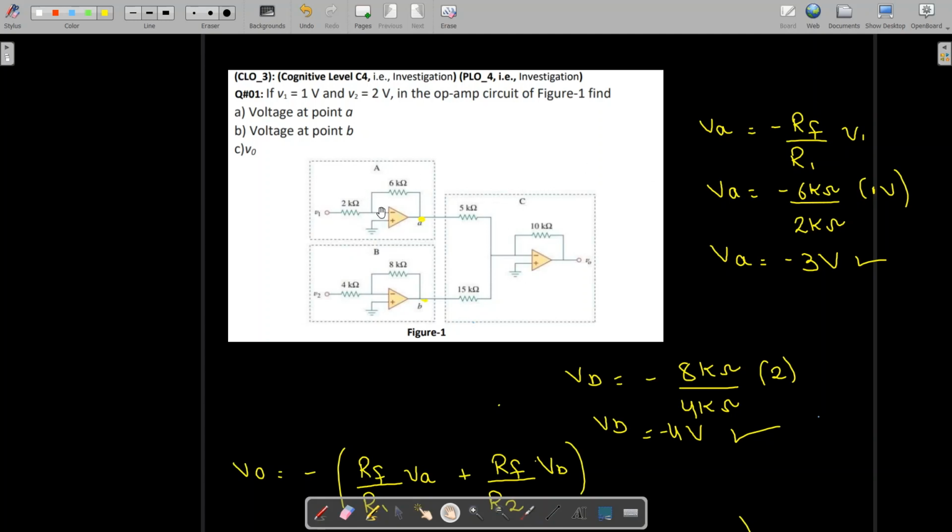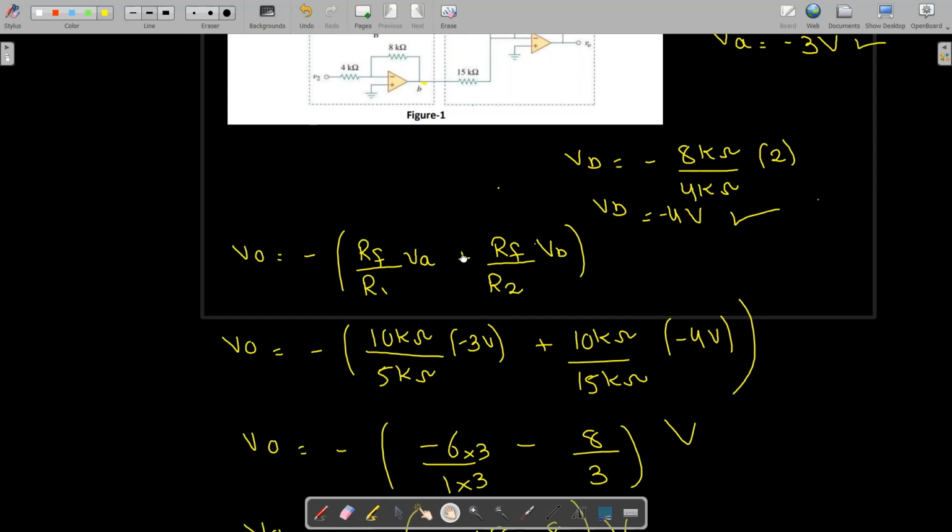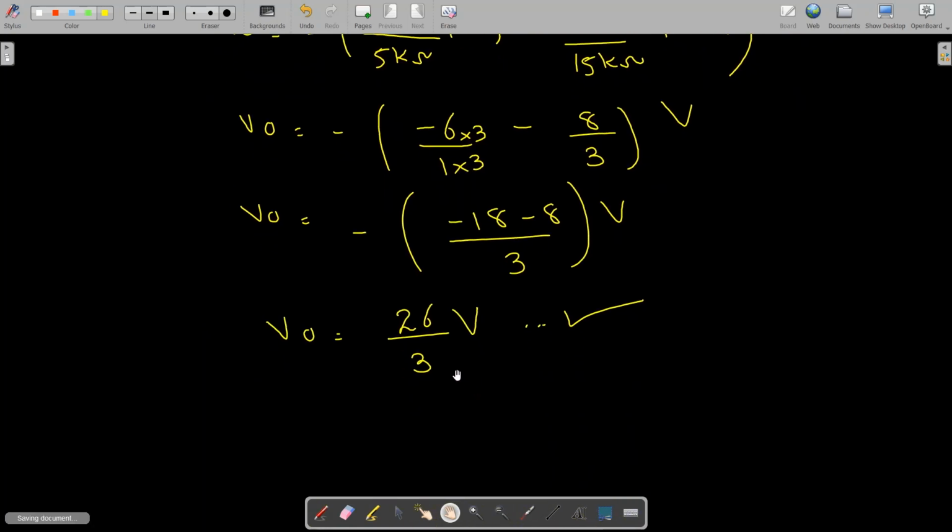Inverting op-amp, use formula for block A. Inverting op-amp, use formula for block B. And then this is your summer or adder circuit, and we use the adder or summer formula, and then we get the final result as 26 by 3 volt.